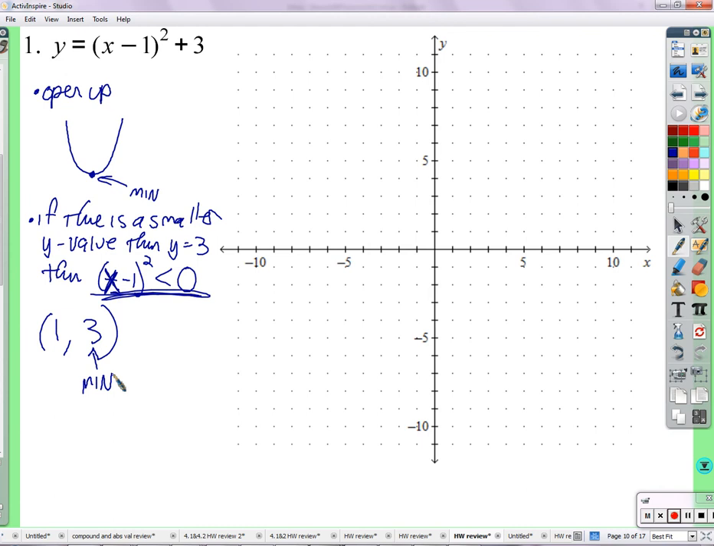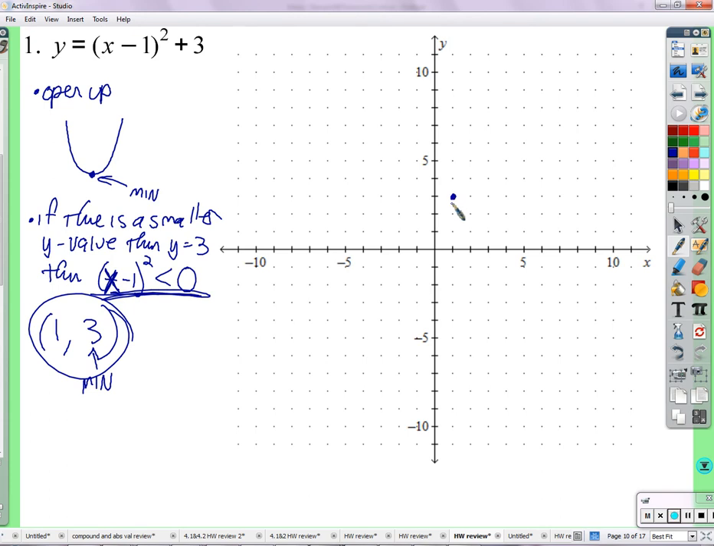Okay? When we talk about minimums and maximums, that is what we call the vertex. For a parabola that opens up like this one, it's going to have a minimum value at the vertex. For one that opens down, it's going to have a maximum value at the vertex. So we just found what? The vertex. There it is.